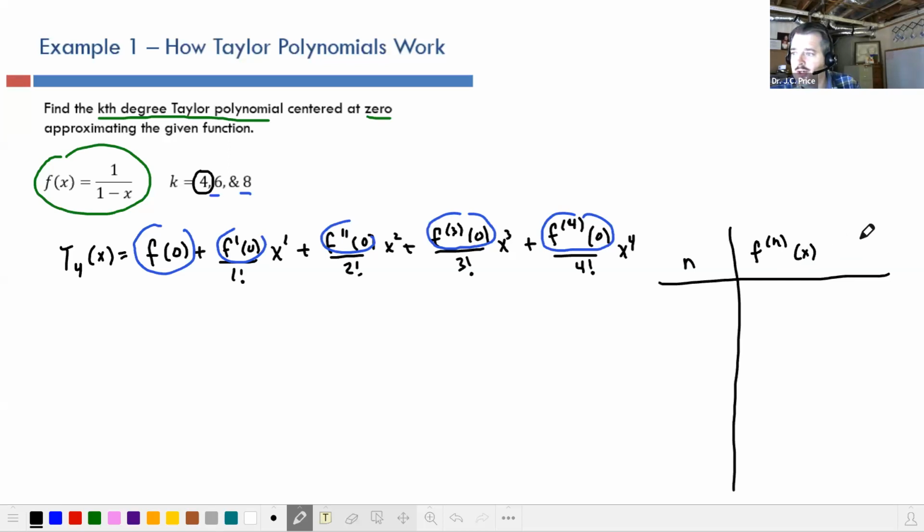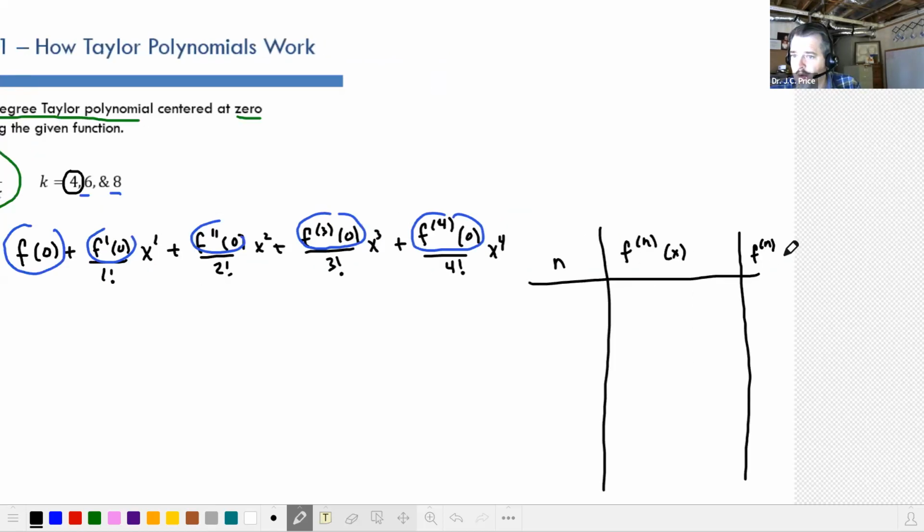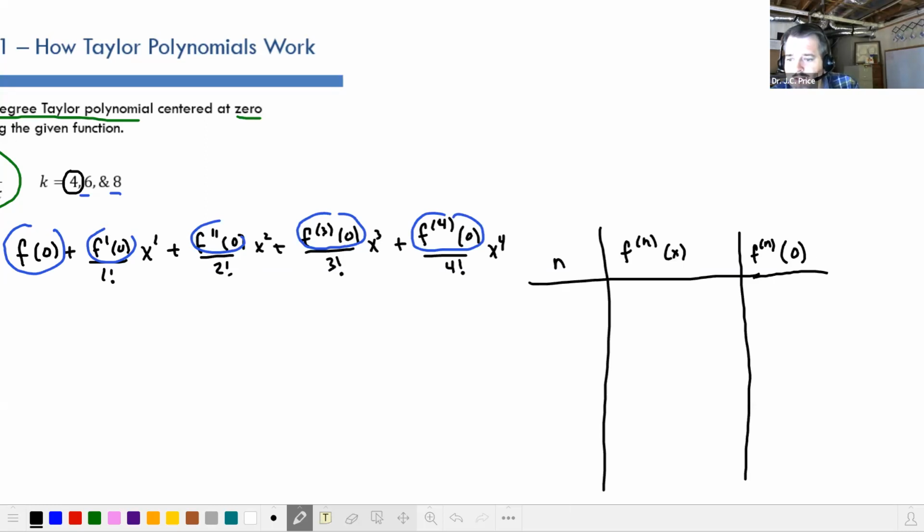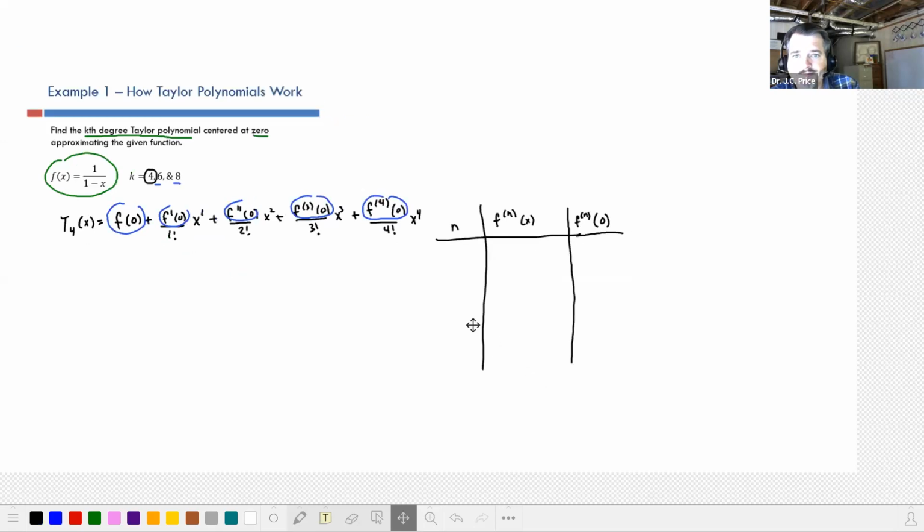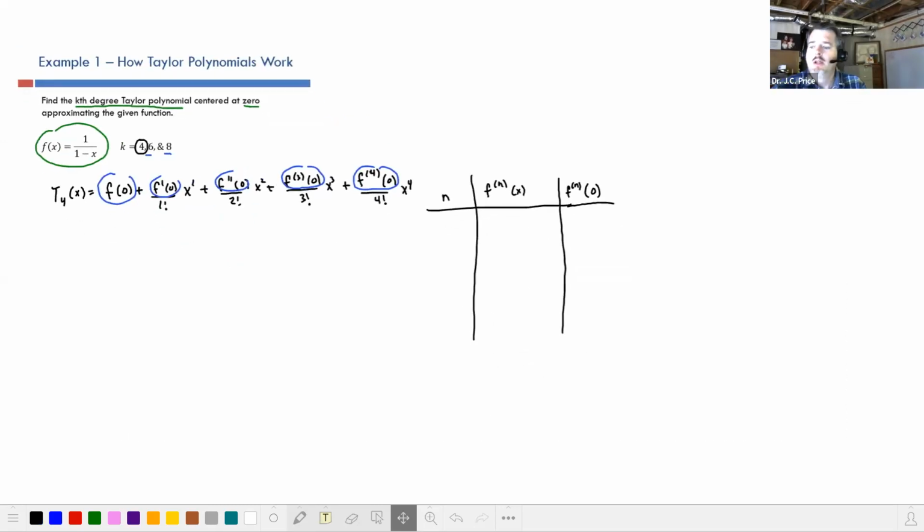And then I'll also plug in 0. So I'll have the nth derivative of the function, and move over a little bit, and then evaluate it at 0. So there's my table. And I'm going to zoom out just a little bit. There we go. Okay. So I'm going to do this for what values of n?